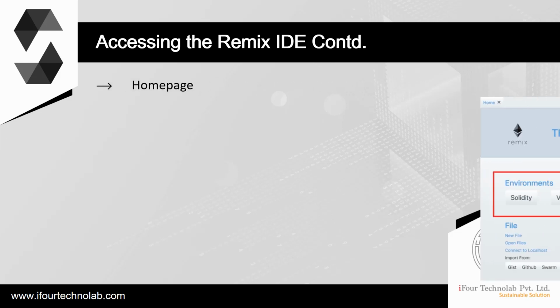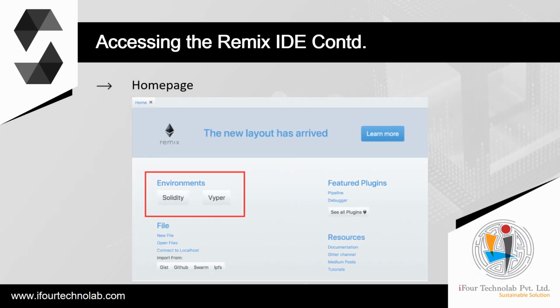Remix IDE continued. The home page is in the main panel tab. By pressing the Remix logo at the top of the icon panel, you can also get there. Environments: load a collection of plugins by clicking on one of the environment buttons. We currently have a button for Solidity and a button for Vyper. You can save your environment in the future. To see all the plugins, go to the Plugin Manager in the icon panel. The environment buttons are time savers, so you don't have to go to the Plugin Manager to get started whenever you load the page.